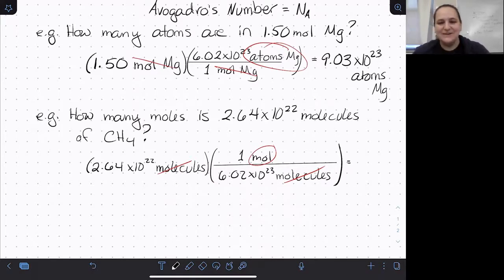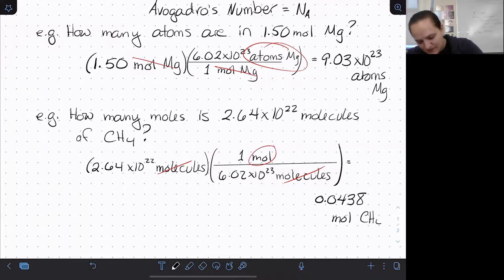So in this case, we can see that in our units, to get molecules to cancel, we need Avogadro's number to go on the bottom. So we are going to find that we have about 0.0438 moles of CH4 in that sample.